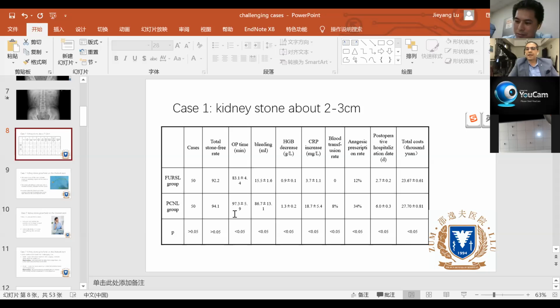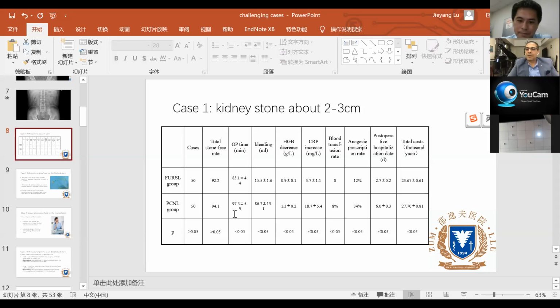Maybe because we calculate the operation time apart from the anesthesia, so we just calculate the time beginning when we start the operation. So just for my understanding, 83 minutes is the average if I do 2 or 3 procedures? If you do 2 or 3 procedures, then maybe more than 83 minutes, I think.